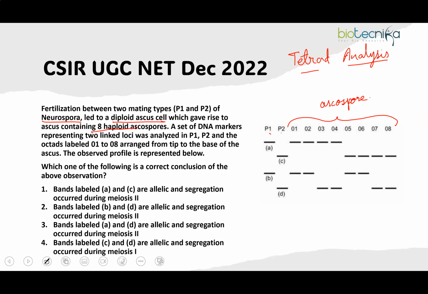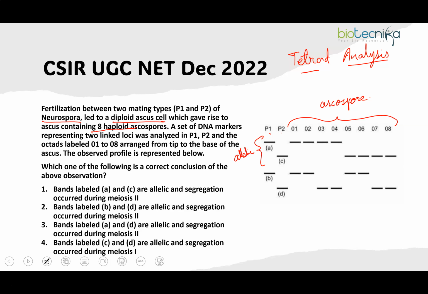Now since ascospores are haploid, if there are allelic markers, only one copy of that marker will be present. Because they are haploid, they have only one set of chromosomes, so maximum one allele can be present. If we see A and C, the spores have either A or C. There is no spore which has both A and C, which means that A and C are allelic.